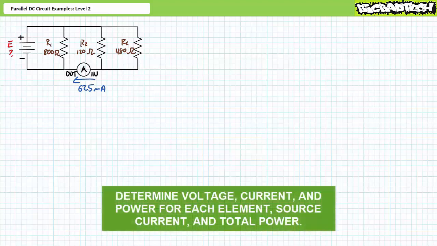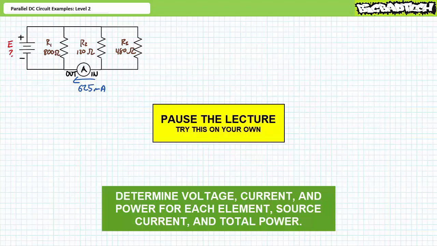We're being asked to solve for the voltage drop across each element, the current through each element, the power dissipated by each element, the source current, and the total power. By all means, pause the lecture and try this on your own.